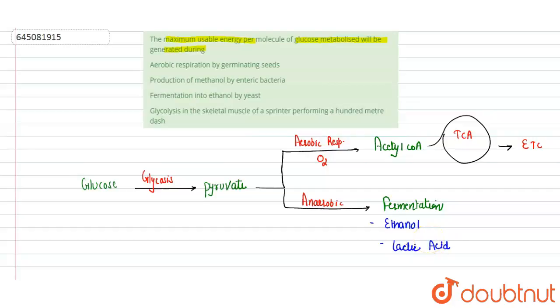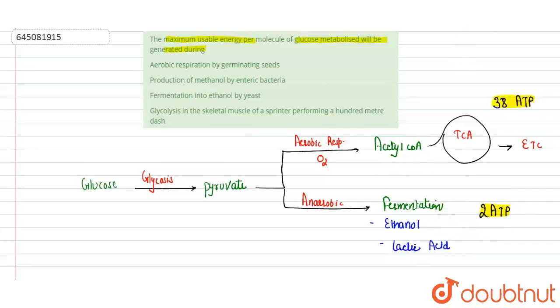Now if we see overall energy release in case of aerobic and anaerobic respiration: in case of aerobic respiration, a total of 38 ATP molecules are released as energy. And in case of anaerobic respiration, 2 ATP, or sometimes 4-6 depending upon the fermentation; net gain overall we consider as 2 ATP. So this much is the energy yield in both aerobic and anaerobic respiration.